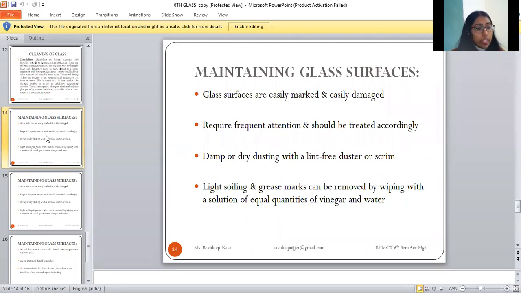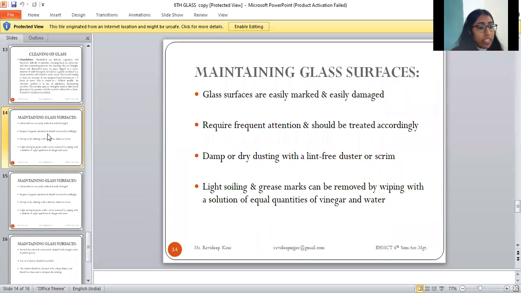Next, they require frequent attention and should be treated accordingly. We require attention and some precautions to take care of these glasses, and we should keep in mind that this is a delicate and fragile material. So as per that, the glassware should be treated.